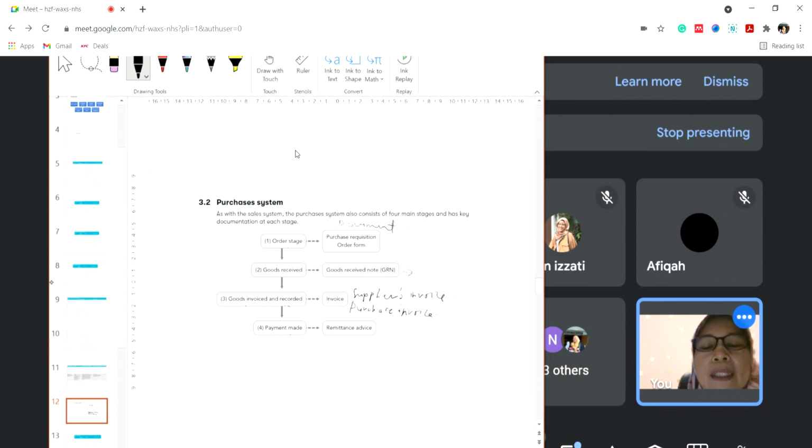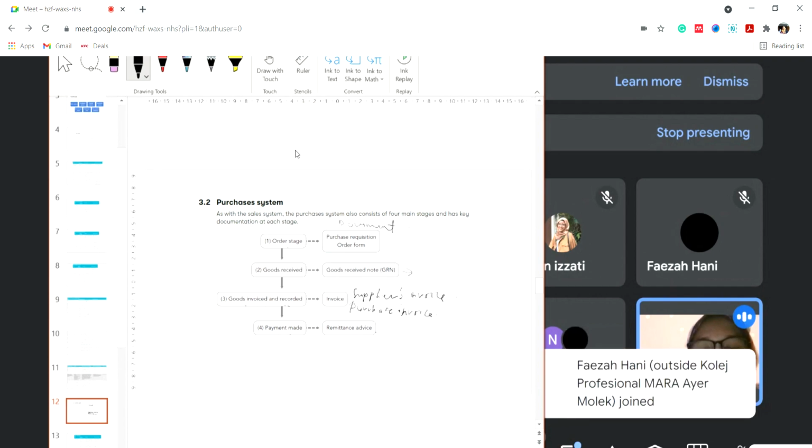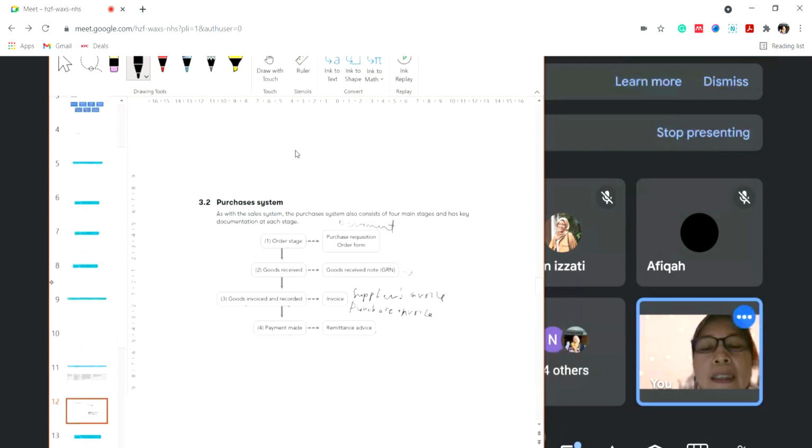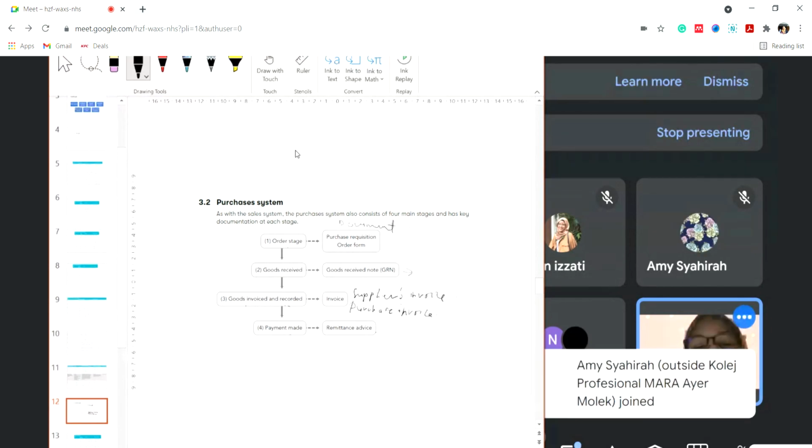Okay, payment made. And then the most important document is the remittance advice from the company. So remittance advice, okay, we will look at both. Sales also have remittance advice, payment also has remittance advice, but you have to look at what cycle you are auditing. Is it the sales cycle or is it the purchase cycle?